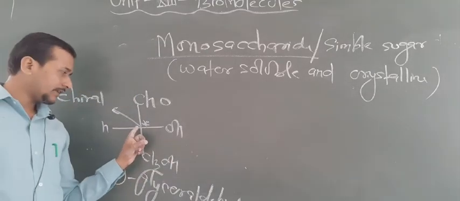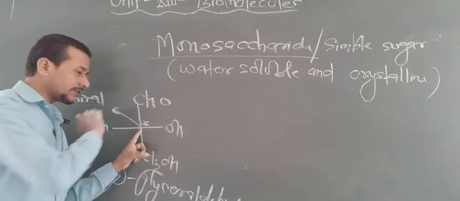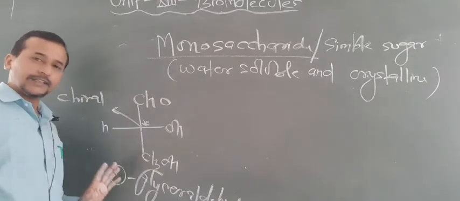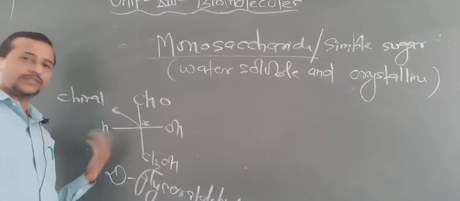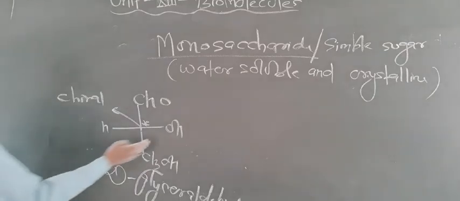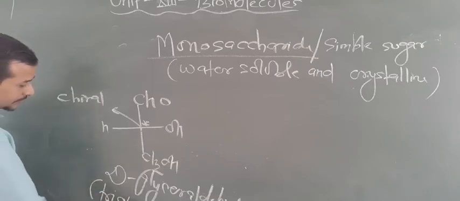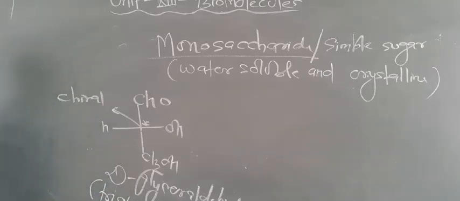You have to look at the last chiral carbon atom. If OH is on the right side, this is known as D configuration. If OH is on the left side, this is known as L configuration. So this is basically an aldehyde-containing carbohydrate. This is also an example of an aldotriose. Here tri means containing 3 carbons.